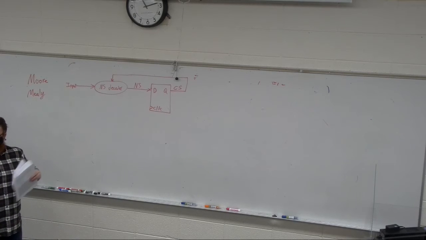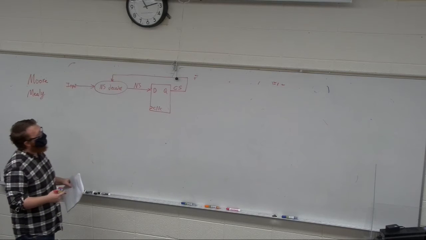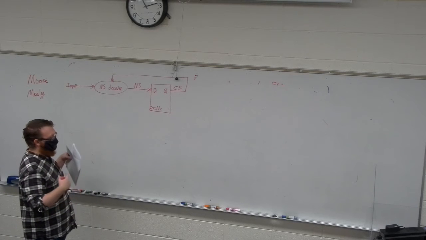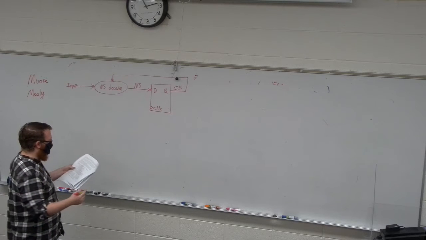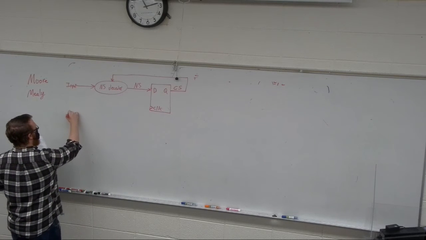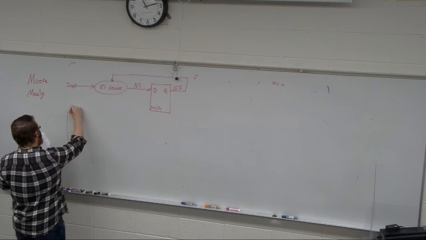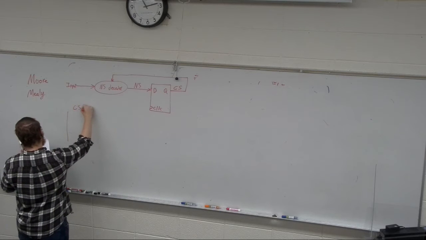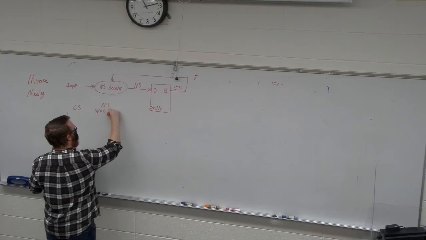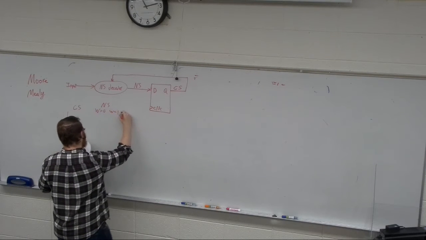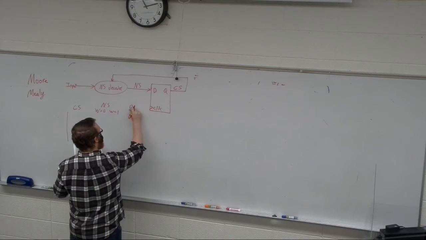For each output that we need, each final output, we need to write a K-map in order to solve these. So let's start with a state table. This one's easy.